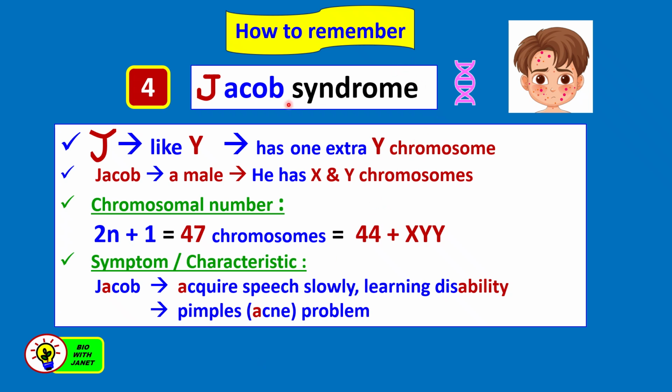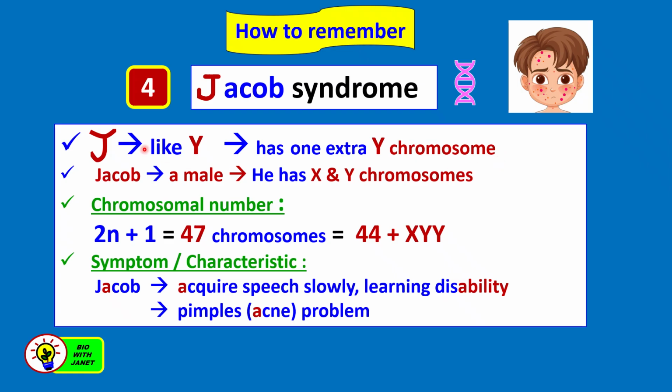So number 4, Jacob syndrome. How to remember? Look at the J. When we write the letter J, there is a horizontal cap on top. Think of it as being pressed down a bit. Then it forms a V-shaped structure, so it looks like a Y. So it's the Y chromosome that is different. There are 2 Y chromosomes. There's an extra Y chromosome in each of the diploid cells for a child with Jacob syndrome. Instead of just XY, the child has XYY chromosomes.